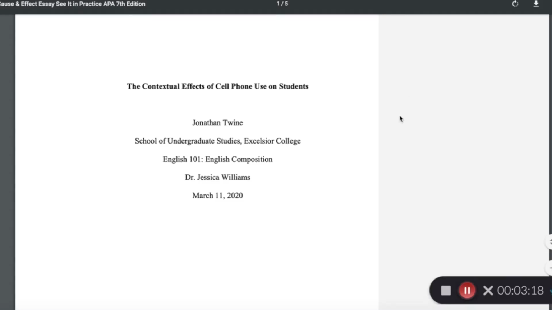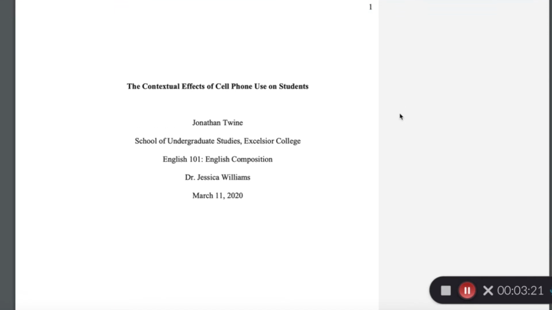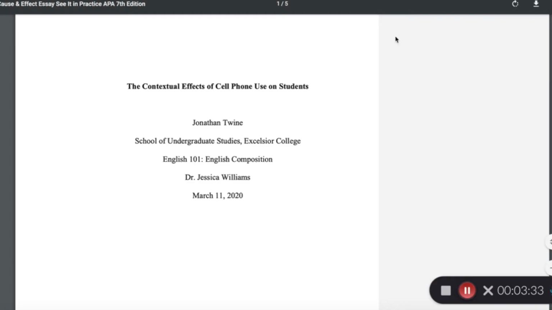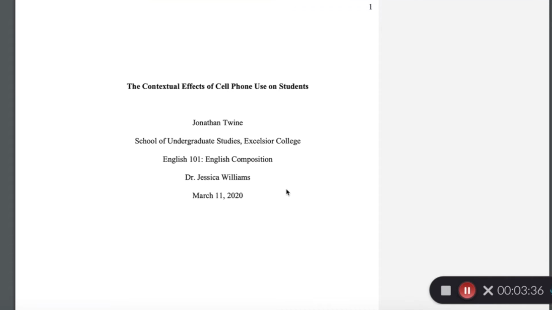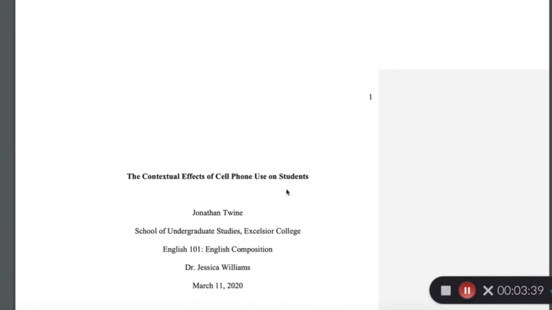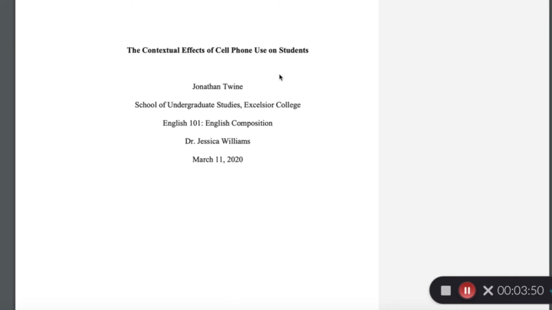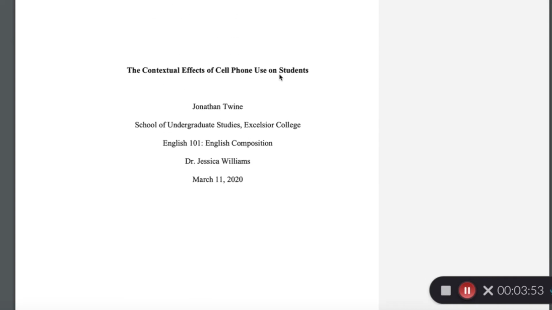Okay, so let's look at an example essay. This was found on this website here, and this is actually an open source website, so it means that it's available for people to use online without copyright issues. So the cause-effect essay, this is an example given on this website. The contextual effects of cell phone use on students. Here we can see that this student is focusing on the effects, and then they give a very clear title here. This is APA style, so this is the APA style title page that you would use.